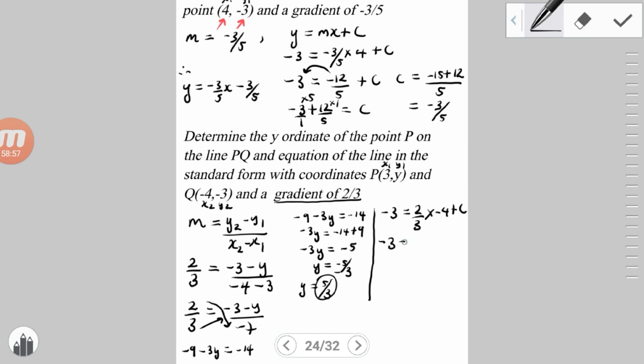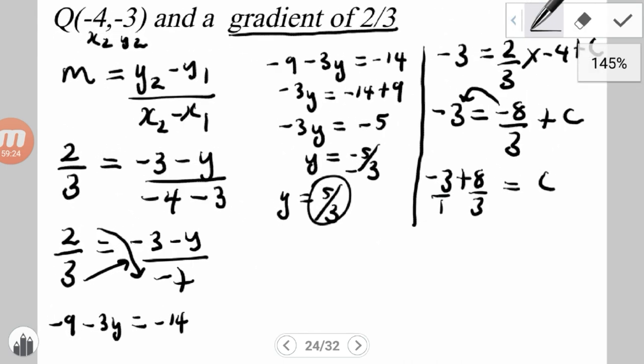So -3 is equal to 2 times -4, that's -8/3 plus c. So here we go then. We could use the fraction method. Obviously I don't have a lot of space, so I'm just going to work with this here. Bring over the -8/3, so we end up with -3 plus 8/3 equals c. You can find the LCM here.